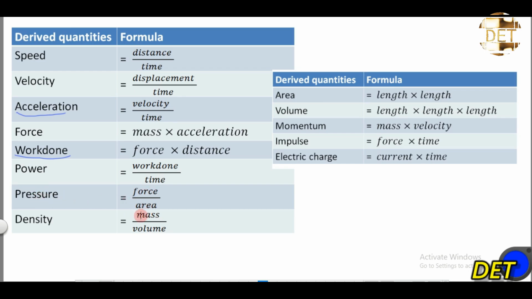Pressure is equal to force all over area. Density is equal to mass over volume. Area is length times length. Volume is length times length times length. Momentum is mass times velocity. Impulse is equal to force times time. And then electric charge is equal to current times time. So all these derived quantities, it is very important that you know the different formulas for them, right? It's something that you've got to memorize.